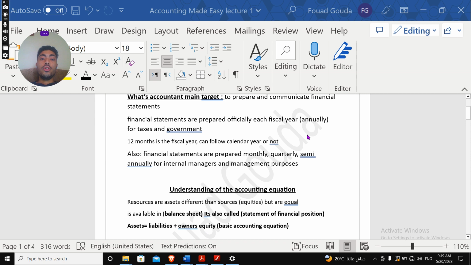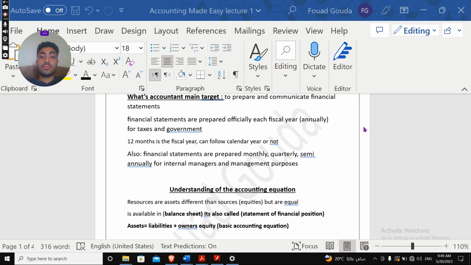So, for point 2, financial statements, we should ask when we are doing financial statements. Let's ask about the time. There are two types. The official financial statements are for the government and for the taxes. We issue them annually. And by saying annually, we have a term in accounting which is a fiscal year. What's a fiscal year? That's a 12-month period.